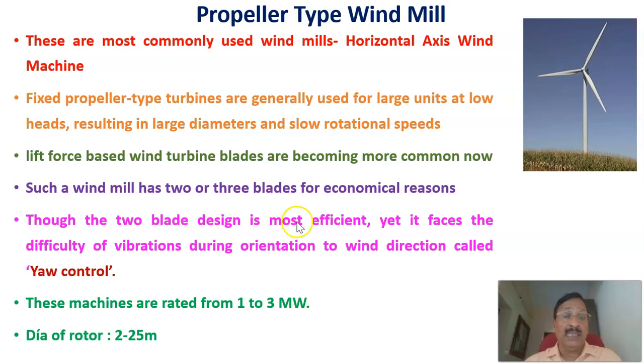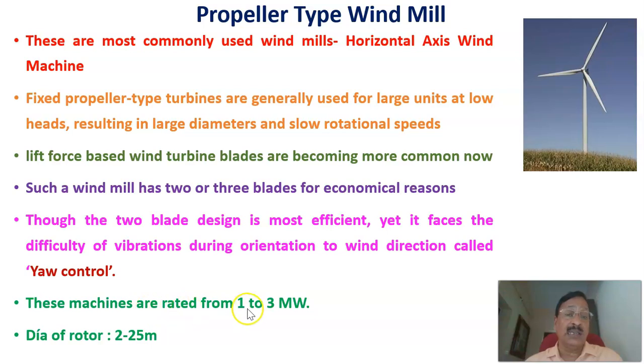Though the 2 blade design is most efficient, it faces the difficulty of vibration during the orientation to the wind direction, called yaw control. Yaw control orients the blades into the wind direction. That control we call yaw control. We'll see it later. Therefore, there is always a yaw control in a horizontal axis wind turbine.